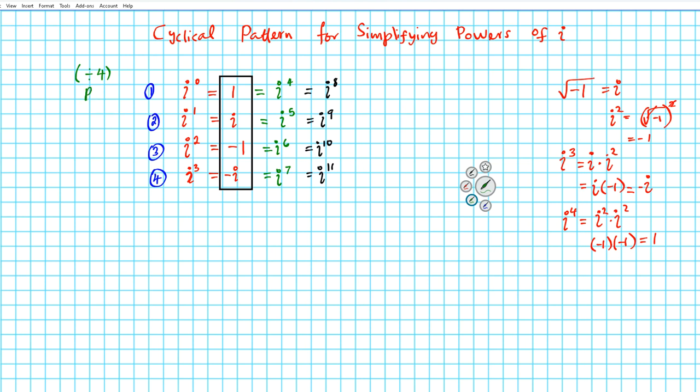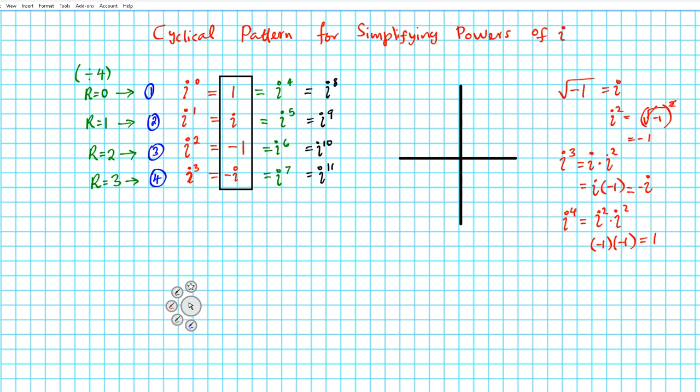Okay? If you have remainder 0 after dividing by 4, you're going to be in the first row. Remainder 1 after dividing by 4, you'll be in the second row. Remainder 2 will put you in the third row. And remainder 3 will put you in the fourth row. Okay, so talking about the cyclical pattern of the powers of i, another way you can think of this is like a cycle.